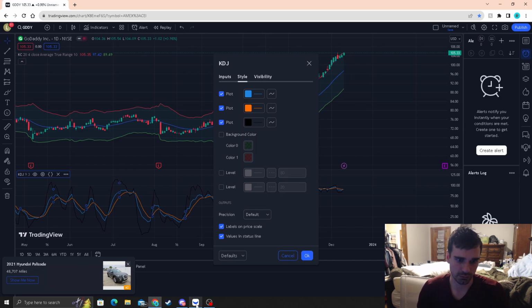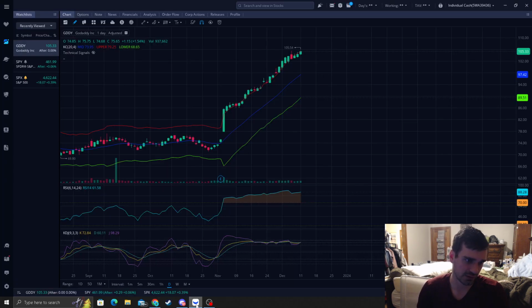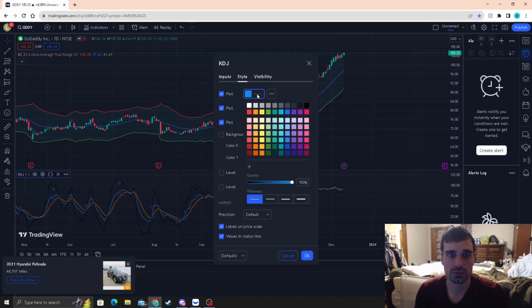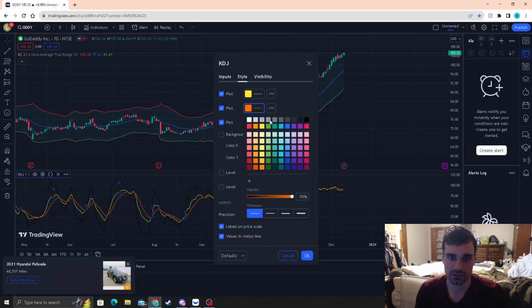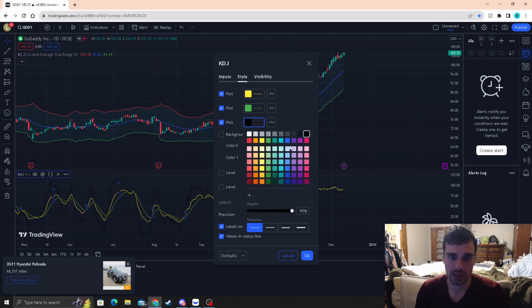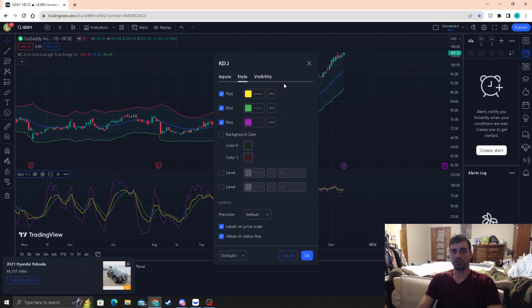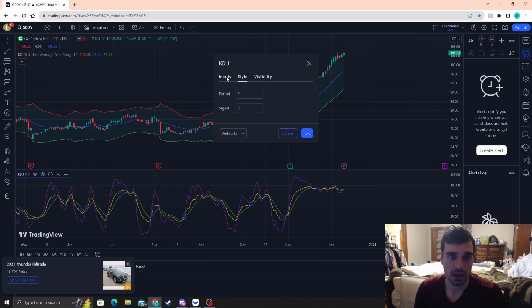Let me see what I have it on Webull. Okay, so I have yellow, green, and purple. So let's make it yellow, since it's easier for me, green, and purple. Now keep in mind, we're only going to care about our yellow line. So that's your style. We uncheck background color, levels, and then these two. And then inputs, that's all good.